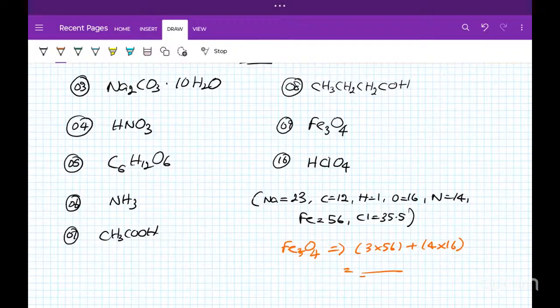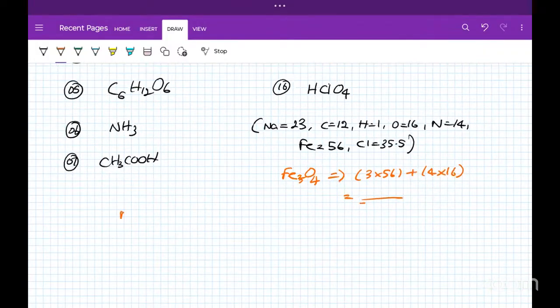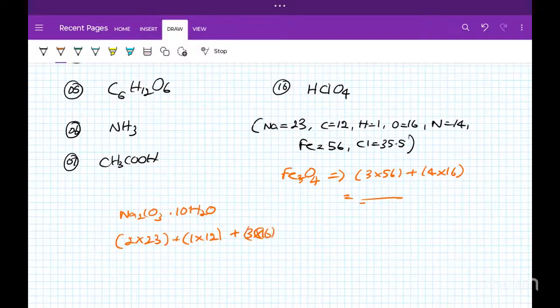So if I take sodium carbonate dot 10 H2O, this one can be calculated like 2 into 23. Sodium is 23, I have given it to you. Plus 1 into 12, carbon is 12, plus 3 into 16. Plus now here 10 H2O means there are 10 H2O molecules, right?